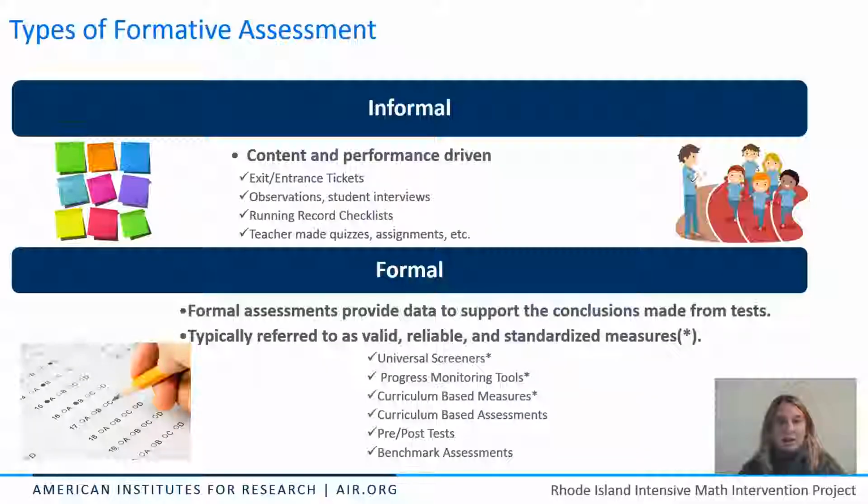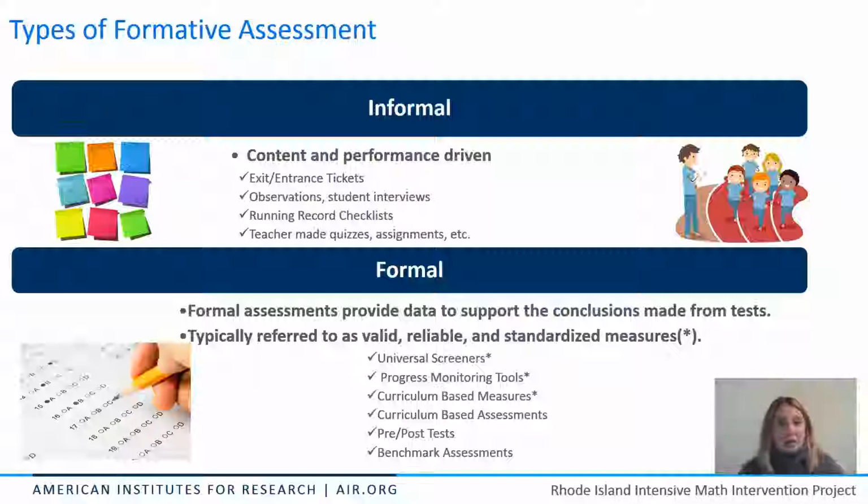These formal and informal formative assessments are generally brief measures of direct student performance. Informal assessments are content and performance driven, whereas formal assessments have data that support the conclusions made from the test, including evidence of reliability and validity, measures of bias and distortion. They are also typically standardized in scoring and administration.